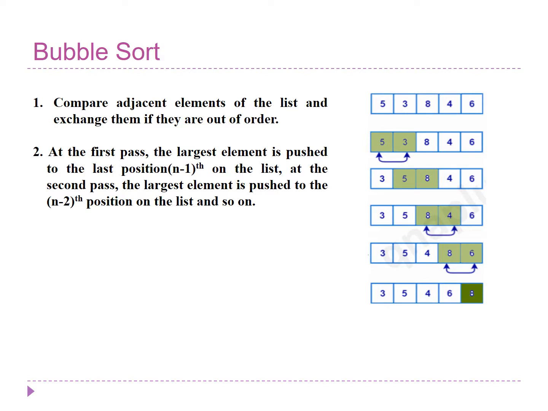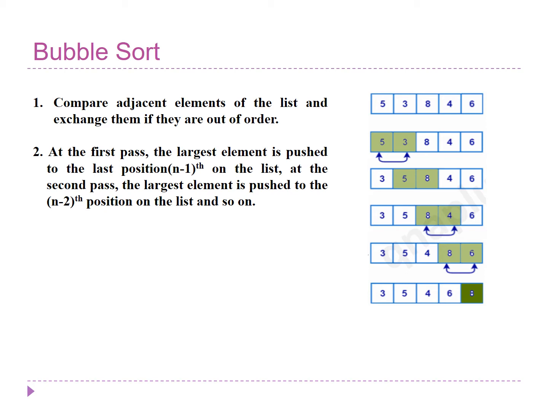Bubble sort. Bubble sort compares adjacent elements of the list and exchanges them if they are out of order. That is, at the first pass, the largest element is pushed to the last position, n-1, on the list, and at the second pass, the second largest element is pushed to position n-2 on the list, and so on.